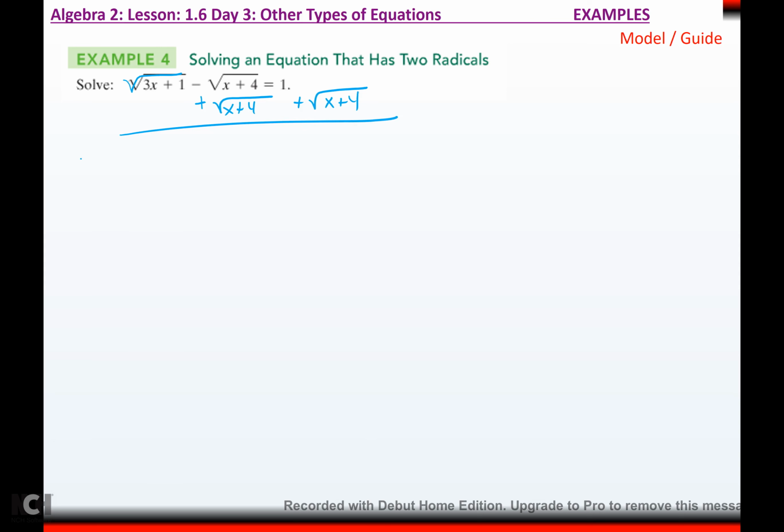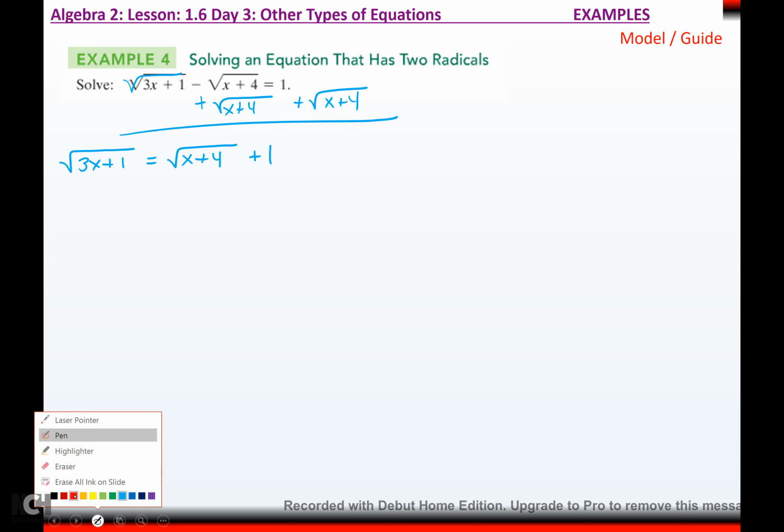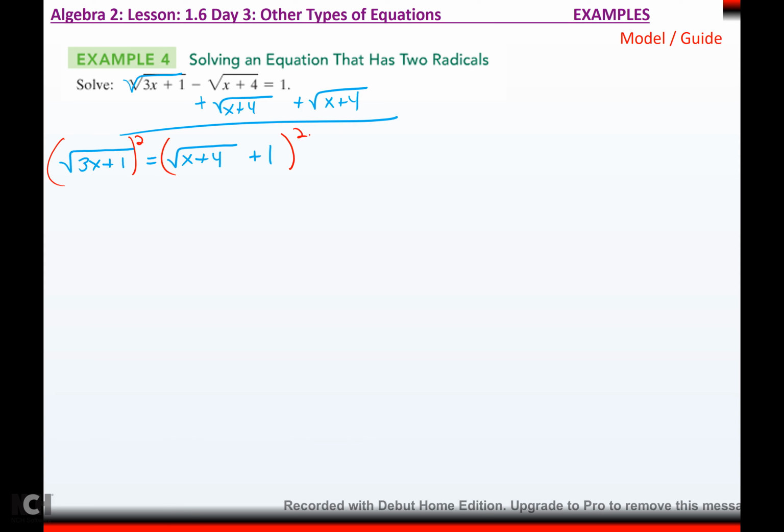So that's going to give me the square root of 3x plus 1 equals the square root of x plus 4 plus 1 on the outside. So now I can square to eliminate, but I got to do it to both sides. This is going to give me 3x plus 1. This I'm going to have to make 2 copies of.